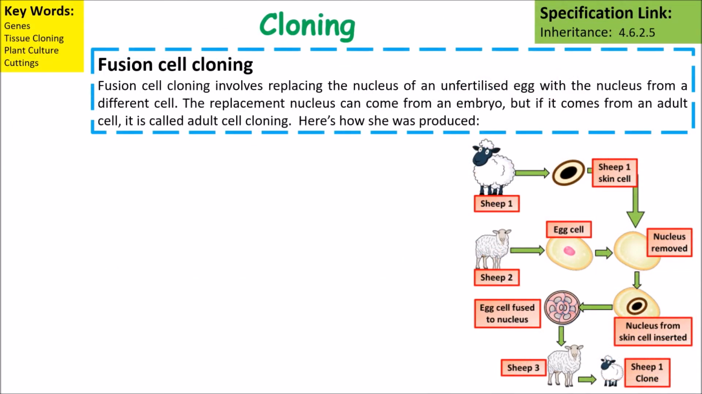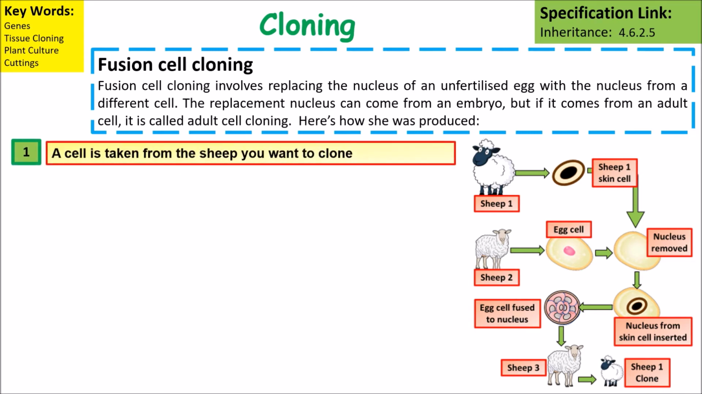Fusion cell cloning involves replacing the nucleus of an unfertilised egg with the nucleus from a different cell. The replacement nucleus can come from an embryo, but if it comes from an adult cell, it is called adult cell cloning. This was how Dolly the sheep was produced.